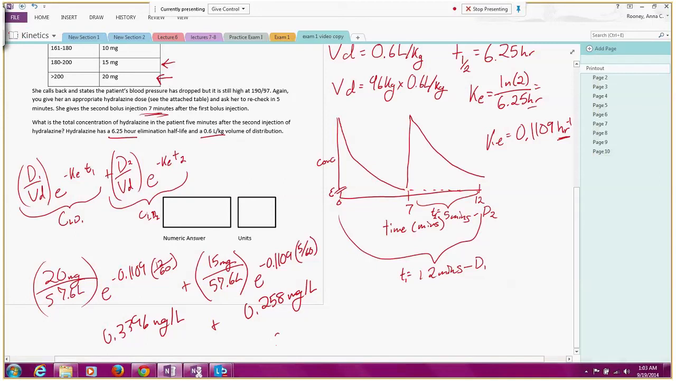And you find that the total is 0.5976 milligrams per liter. I am sorry, my writing goes sideways all the time without lines. All right, but so that should have been your answer for the first one.